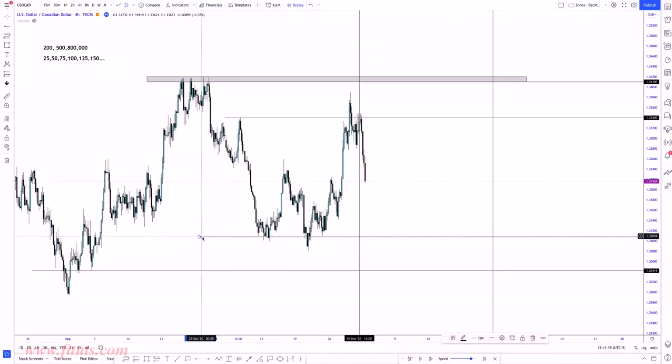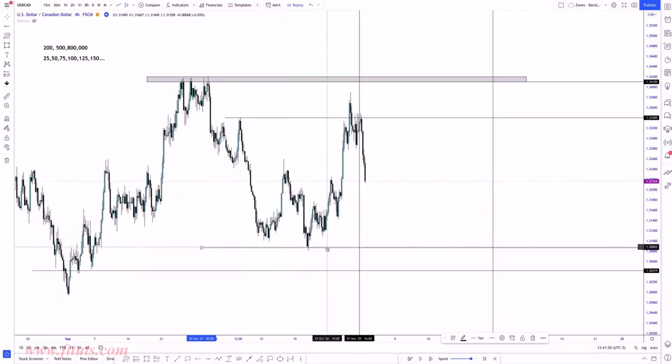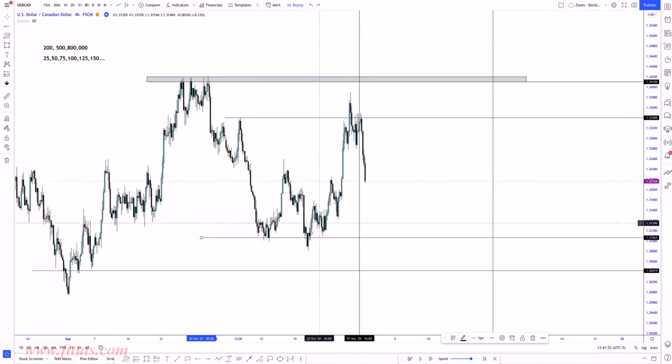Then down here, now in this instance, you can see we tested here, faked out, closed back above, tested, and then tested again. You would obviously take the average of this. You wouldn't put it down here because it doesn't really respect down here, right? It respects mostly up here. This is just a little fake out.